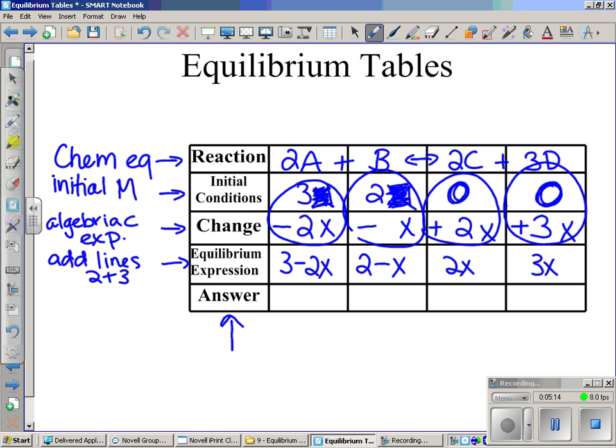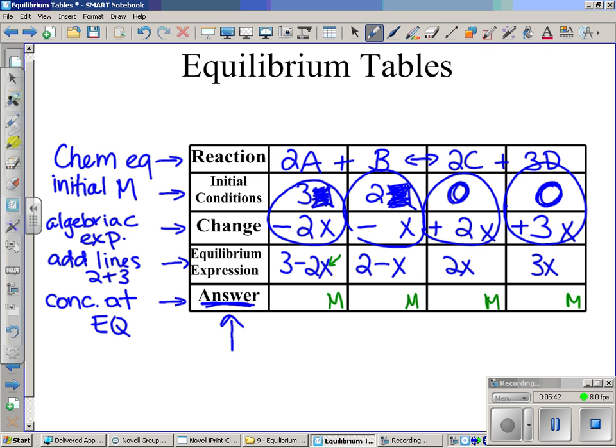All right, and then the last line, this one right here, it says answer, but really what it is is concentrations at equilibrium for each of your substances. Okay, so what we need to do to get this answer, to be able to fill in this box, is we need to figure out what x is. If we can figure out what x is, then we can solve and get a number. And the number would be the concentration at equilibrium. And the final answers, of course, will be in molarity.